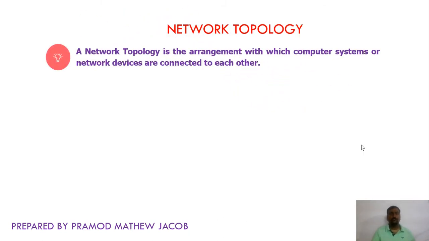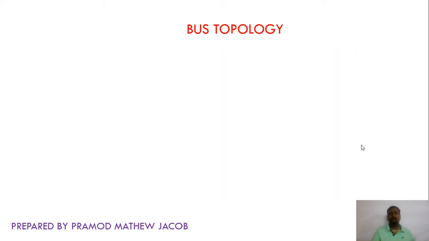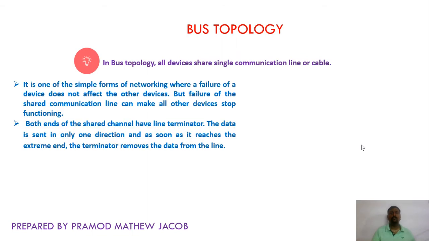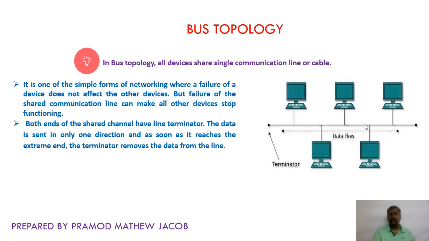Next is network topology. A network topology is the arrangement with which computer systems or network devices are connected to each other. There are typically four types of topology: mesh, star, bus, ring. First one is bus topology. In bus topology, all devices share a single communication line or cable. It is one of the simplest forms of networking where a failure of a device does not affect the other devices, but failure of the shared communication line can make all other devices stop functioning.